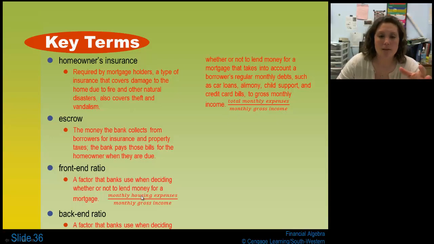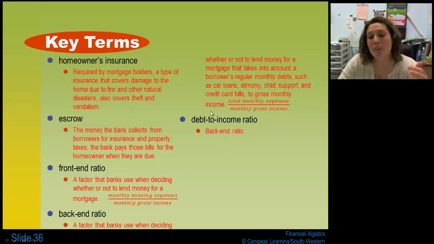The front end ratio, not so much, but again, the difference between them is the front end ratio is the monthly housing expenses. So your mortgage, your homeowner's insurance, and your property taxes. Whereas your back end ratio is all of your other debts that you have to pay as well. Debt to income ratio, it's also called your back end ratio. So those two are interchangeable. This is the more common one that you'll hear, debt to income ratio. It's the more common one that the banks use.